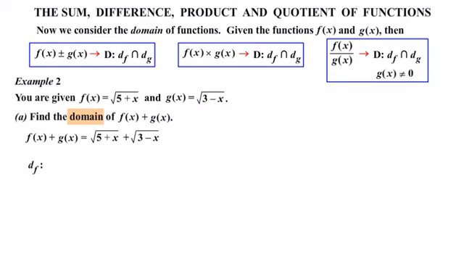First of all, we'll find the domain of f(x). So if we have a look at that, it's under a square root. Now we know we can't find the square root of negative numbers, so that means that 5 plus x must be greater than or equal to 0.